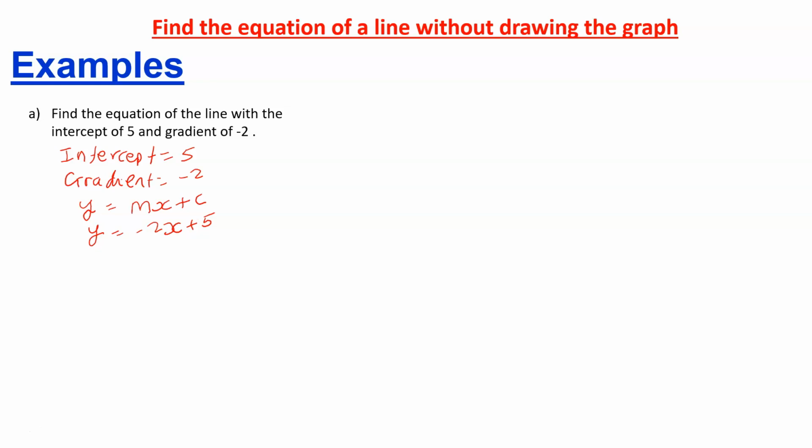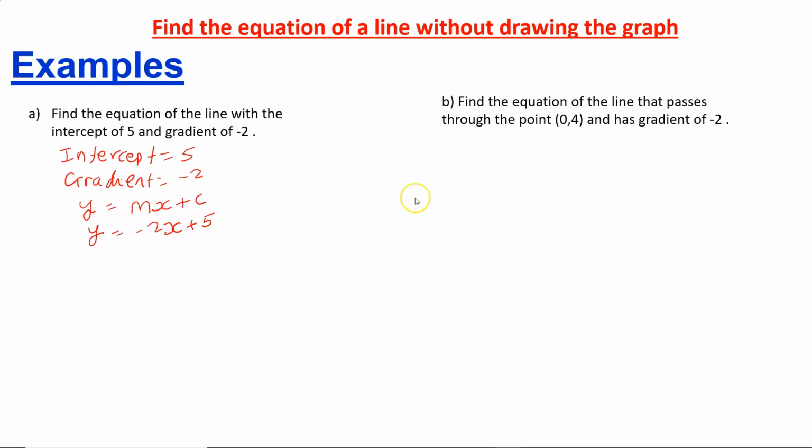You didn't draw any graph. Use the information given. The intercept. Okay, so let us see this example B now. The second example. It says find the equation of the line that passes through the point 0, 4 and has a gradient of minus 2.